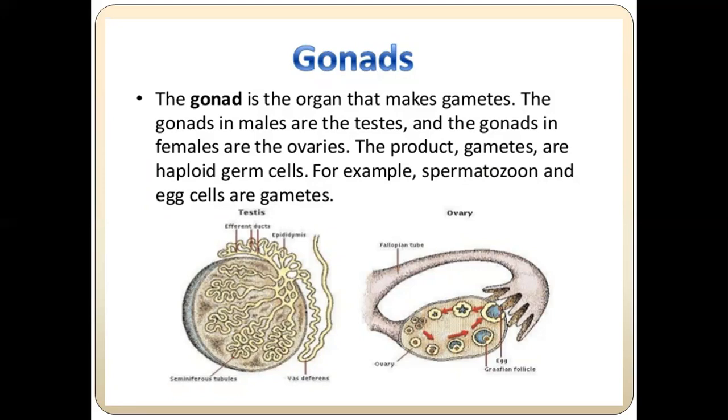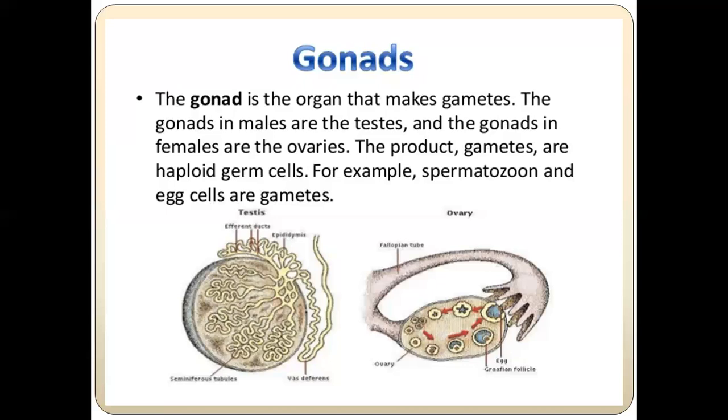Now, gonads of the male. If we are talking about male, what are the gonads of the male? These are testes, and testes produce sperm cells. Testes also secrete a hormone called testosterone. And female gonads is ovary, and ovaries produce egg, or you can say egg cell, and they secrete hormones. These hormones are estrogen and progesterone. Estrogen and progesterone are hormones of female, and testosterone is the hormone of male.